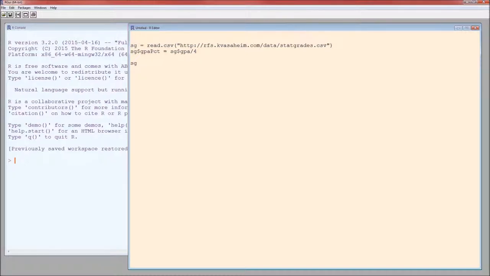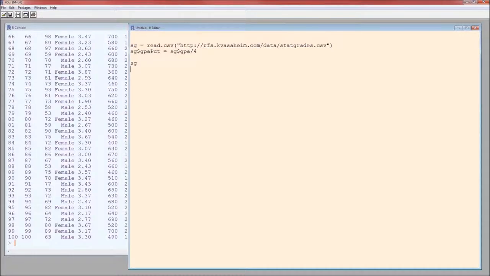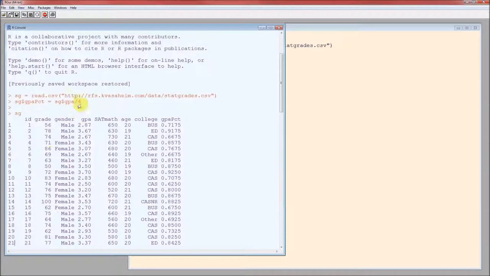This should be familiar from those who watched video R0. Again, the key here is the read.csv, and you should know what $ does. So I'm going to run those three lines, and SG all by itself will give you the entire data set. Here's the data set. It consists of ID, grade, gender, GPA, SAT math, age, college, and GPA percent, which is just the GPA divided by 4.